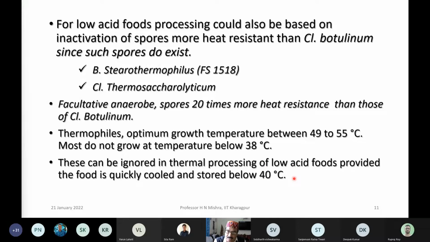After heating, low acid food should be quickly cooled and brought down to below 40 degrees Celsius so that the thermophilic microorganisms do not grow. Even during storage of these commercially sterile low acid foods, they should always be stored below 38 degrees Celsius, or 35 degrees Celsius to be safer. Okay, so below 38 degrees Celsius.